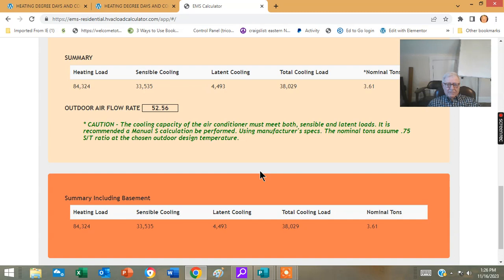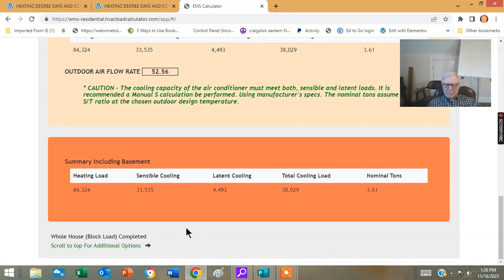Well, folks, it looks like that's the end of this demonstration. I hope you found it helpful. A load calculation is not that difficult to do. As a matter of fact, once you've done 2 or 3 of them, it wouldn't take you more than 15 minutes to do the average load calculation.